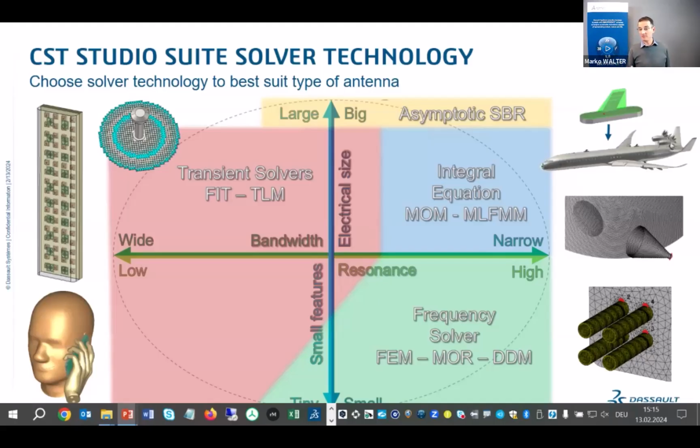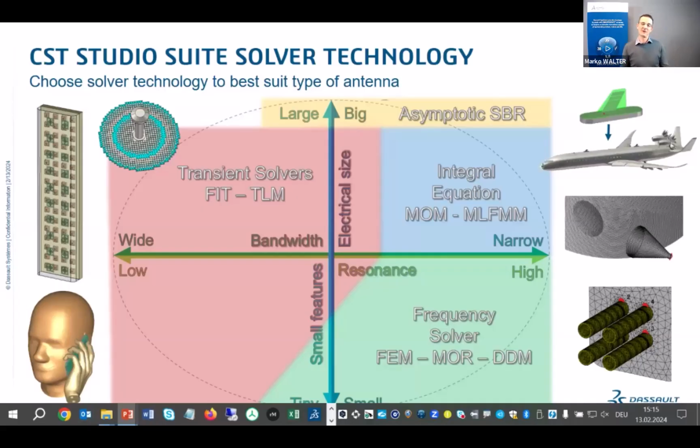So integral equation, method of moments, multi-level fast multipole approaches. If we have very large antennas or structures, we might even be able to use asymptotic methods like a shooting bouncing ray method. Now, as I said, it's a good way of making an initial choice, but there are many other things to bear in mind.